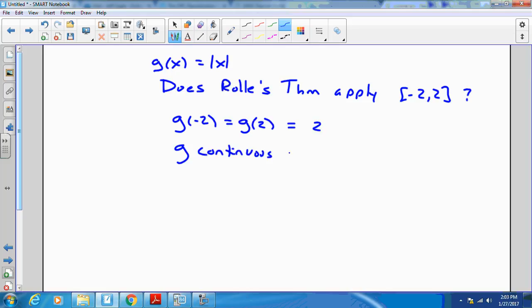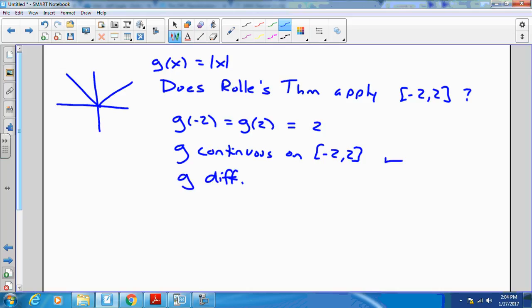2. Is g continuous on the interval -2 to 2? If you're not sure, think about the graph. Can you draw that graph without lifting your pencil? Yep. Is g differentiable on the open interval -2 to 2? No! It has one single point of non-differentiability, and that's x equals 0.